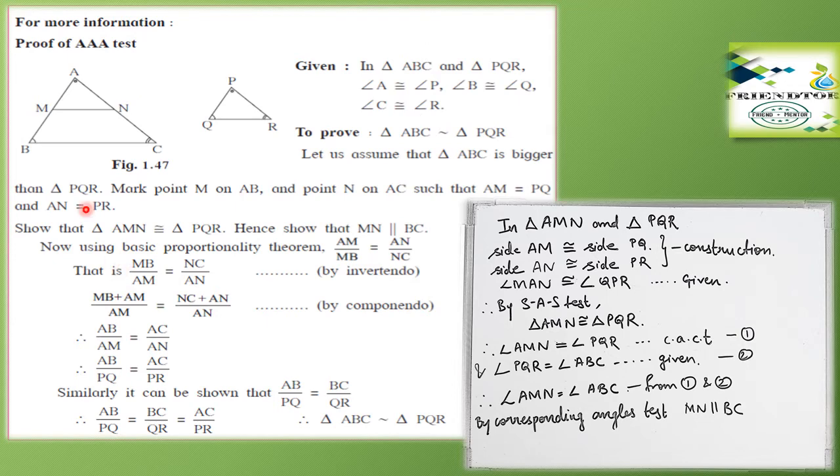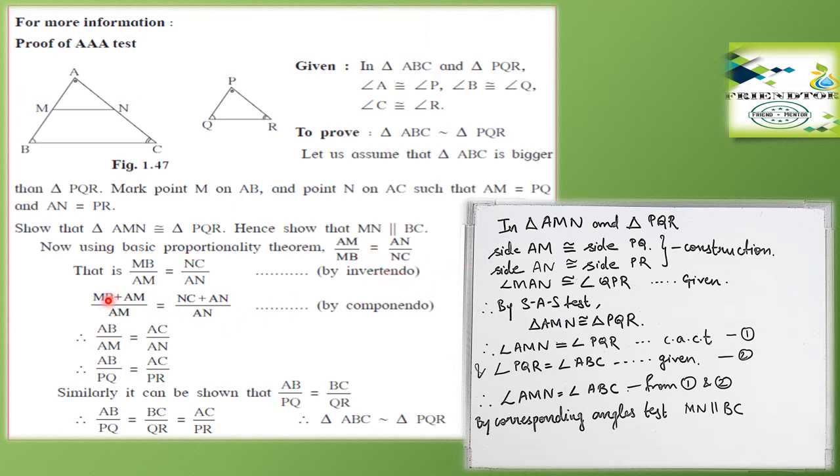So by basic proportionality theorem, MB upon AM is equal to AM upon MB is equal to AN upon NC. Now we apply invertendo, we can write MB upon AM is equal to NC upon AN. Okay, inverse on both the sides. If two ratios are equal, their inverses also match. That is what we mean by applying invertendo.